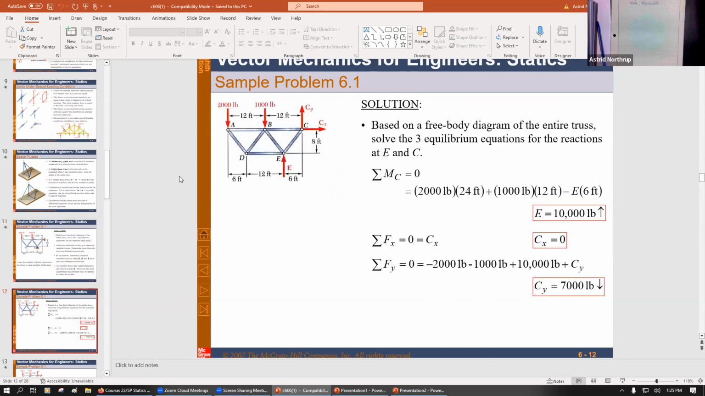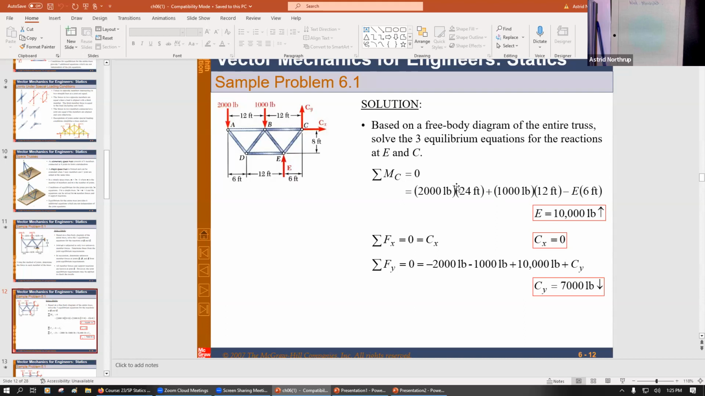The other thing I wanted to show you is if you don't know the direction of the forces, just like when we've done this before with frames or whatever, if you don't know the direction, it's best, in my opinion, to assume that they are all positive. So in other words, C sub Y and E point upward, C sub X points to the right. I don't really try to give a lot of thought to whether it's positive or negative. I just assume them to be positive.